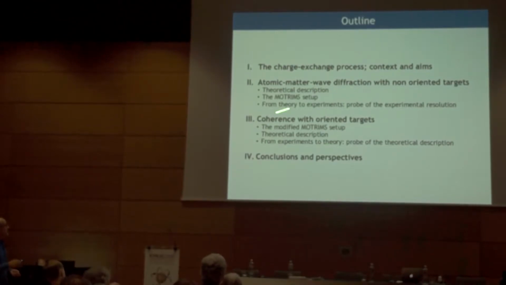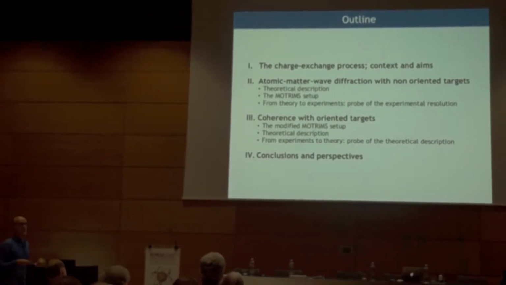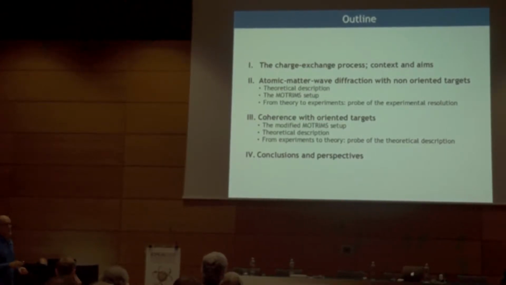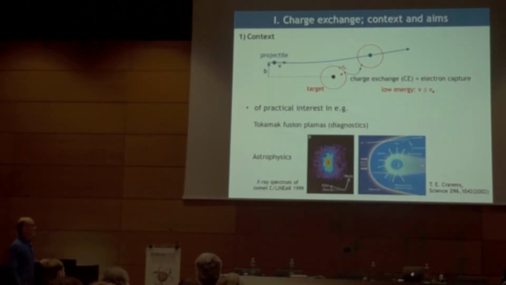Then, in a second part, I will consider the charge exchange from oriented targets. We will see how the MOTRIMS setup has been modified in order to obtain oriented targets. Then I will present the theoretical description, focusing on coherence and interferential features of the dynamics. And interestingly, we will see that in that case, this is the experiment which allows to probe the accuracy of the theoretical description. Then I will terminate with conclusions and perspective.